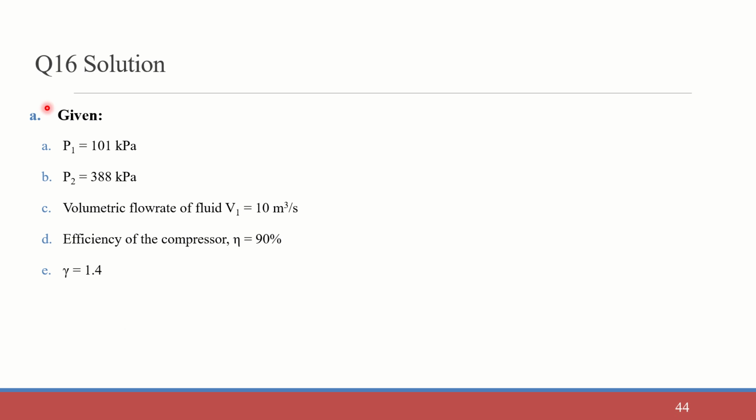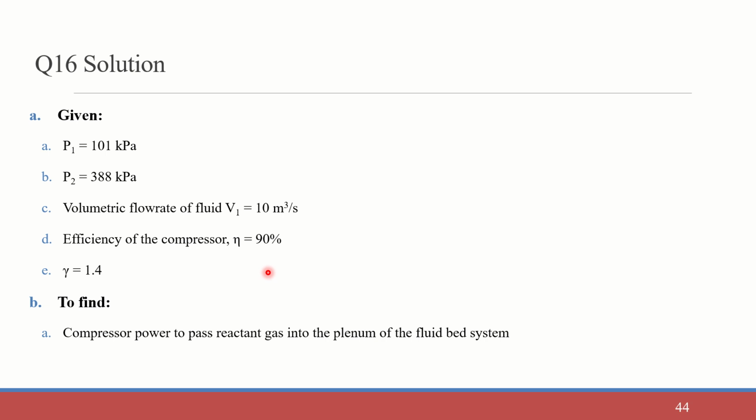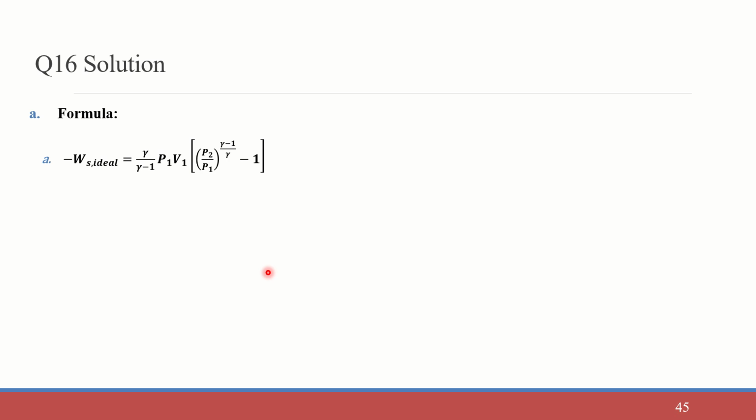How did we do it? We first wrote down everything given. P1 is 101 kilopascal, P2 is 388 kilopascal, V1 is 10 meter cube per second, and the efficiency of the compressor eta is 90%, and gamma is 1.4. We are asked to find the compressor power to pass the reactant gas into the plenum, and for that we use the formula Ws ideal is equal to gamma by gamma minus 1 into P1 V1 into (P2 by P1) to the power of (gamma minus 1) by gamma, minus 1.